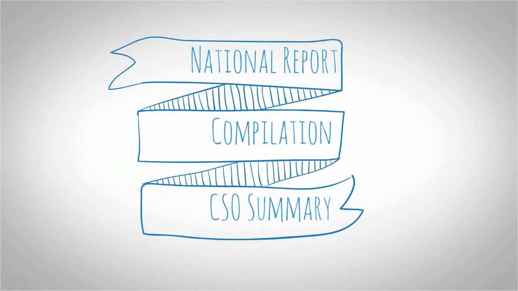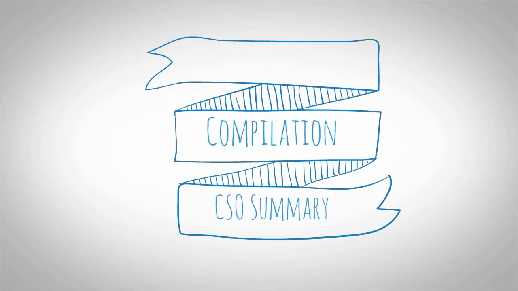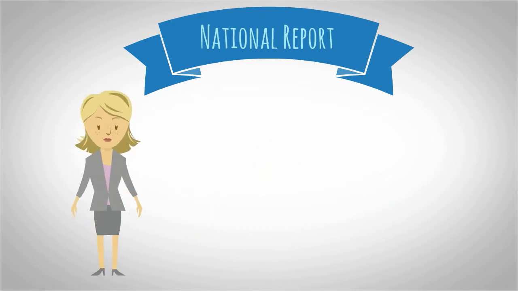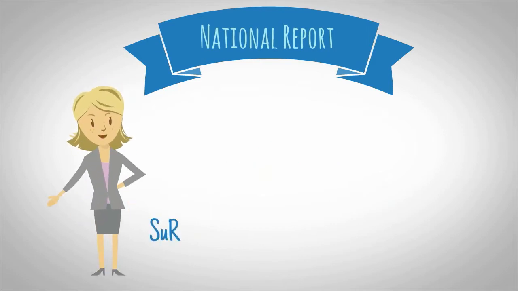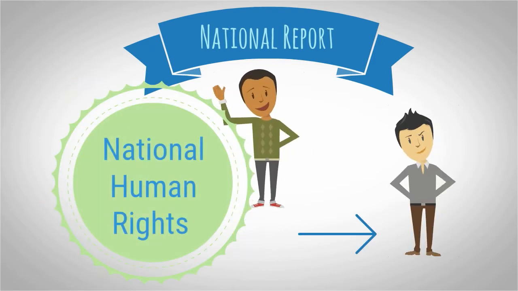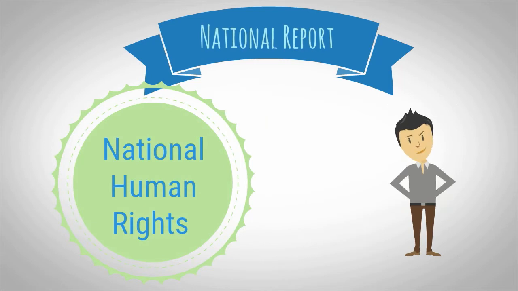3 main documents underpin each review. A national report written by the state under review. In this context, the state is encouraged to conduct national consultations with national civil society in order to reflect their concerns and to comprehensively assess the domestic human rights situation.